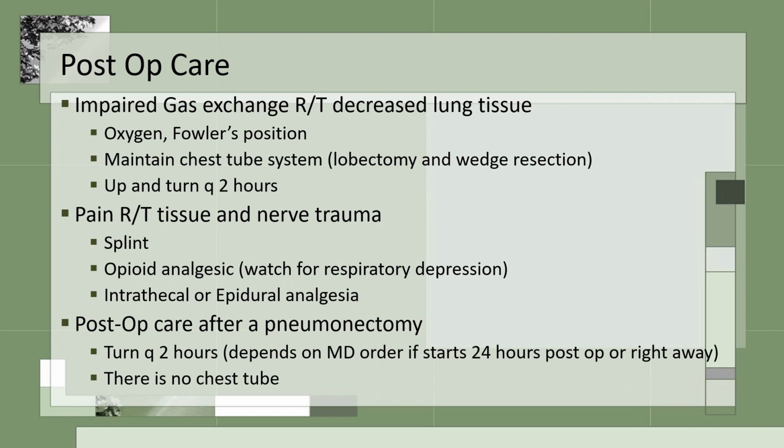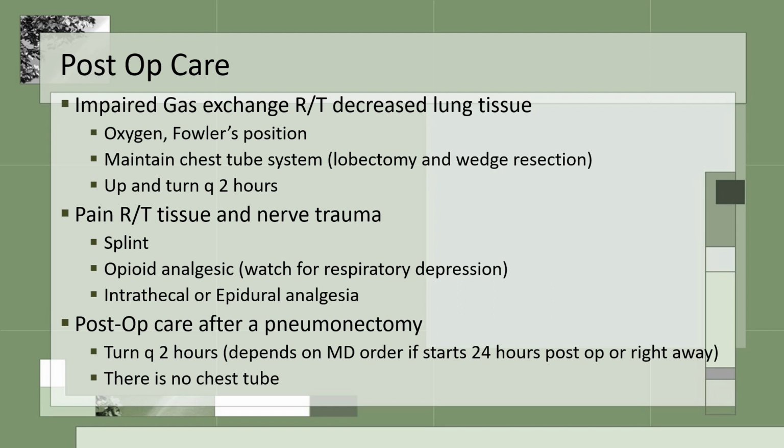For pain related to tissue and nerve trauma, we're going to splint with a pillow, and we can give opioid analgesics, but we need to make sure we watch for respiratory depression. They often may get intrathecal or epidural analgesia.